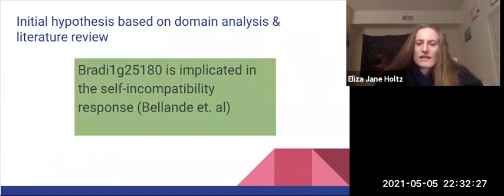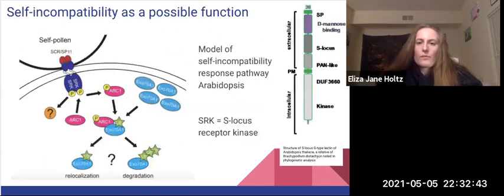So knowing the classification helped direct our literature search, and we found that when G-type LEC RLKs include the S-Locus, which ours did, they usually are involved in the self-incompatibility response, since the S-Locus is involved in self and non-self recognition. So we decided that our protein was likely involved in a pathway response similar to or the same as the self-incompatibility signaling pathway of this Arabidopsis G-type S-Locus lectin receptor-like kinase, shown here on the left.